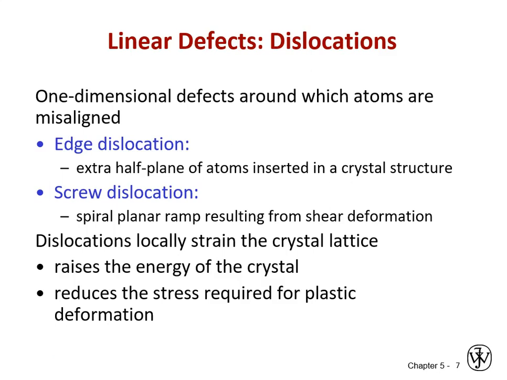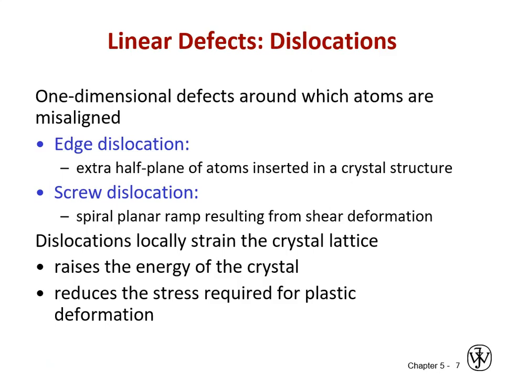Moving ahead from 0D defects to 1D defects, linear defects, also known as dislocations. These are very important for forming processability and mechanical properties. They come in two flavors, one called edge dislocations, and that is literally just an extra half plane of atoms inserted into a crystal structure.